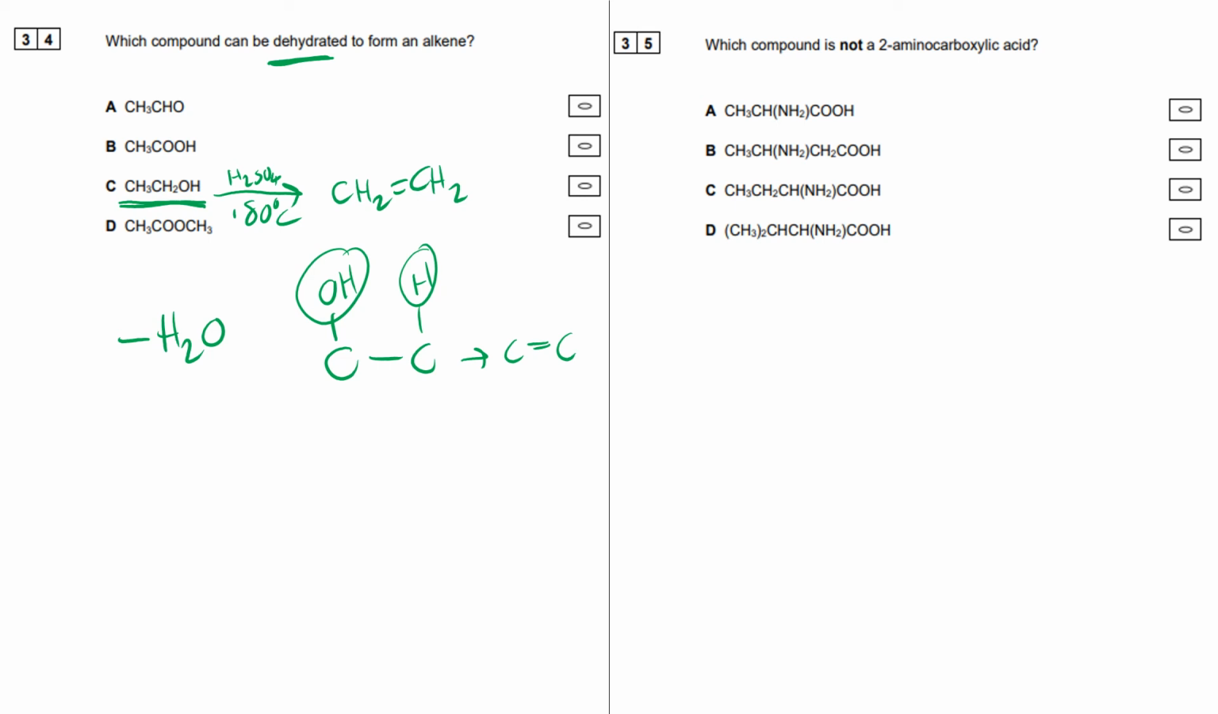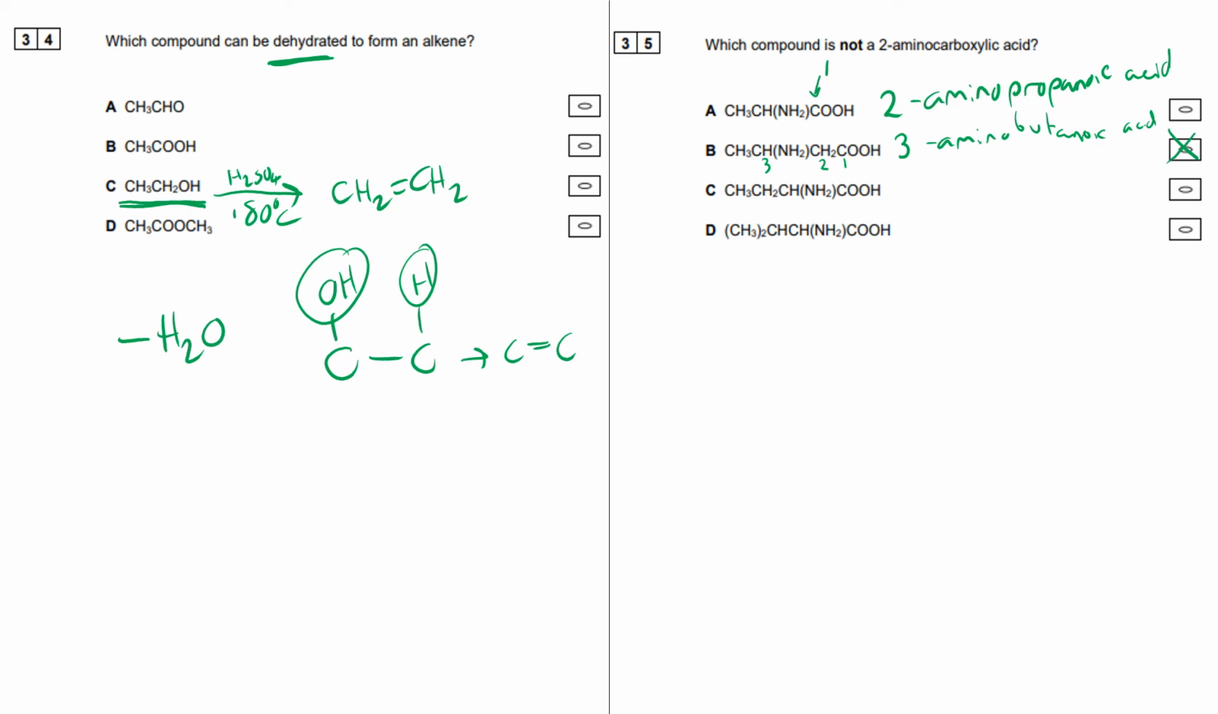And finally, question 35, which is not a 2-amino carboxylic acid, which is not an alpha amino acid. So remember, carbon 1 is where the COOH group is. So compound A has the amino group on carbon 2. It is 2-amino, 3 carbons in length, propanoic acid. Compound B, the amino group is on the 3rd carbon from where the COOH is. So that's 3-amino butanoic acid. So that's not a 2-amino carboxylic acid.